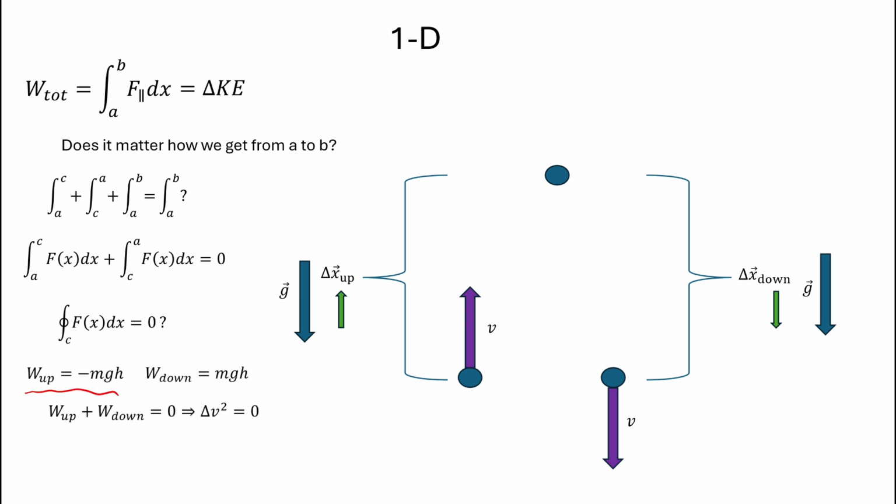On the way up, I have negative work. On the way down, I get positive work. W up plus W down equals 0, and hence delta V is 0. So apparently, gravity is a conservative force, okay?